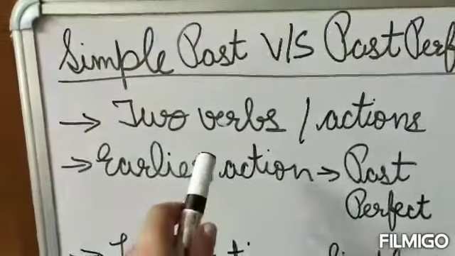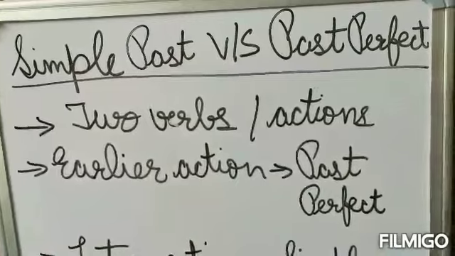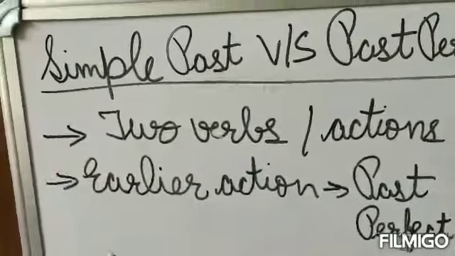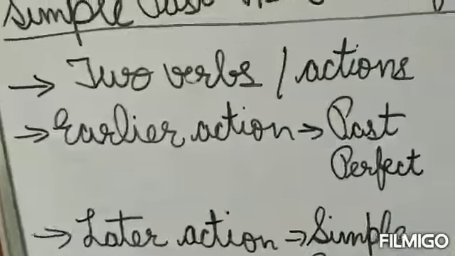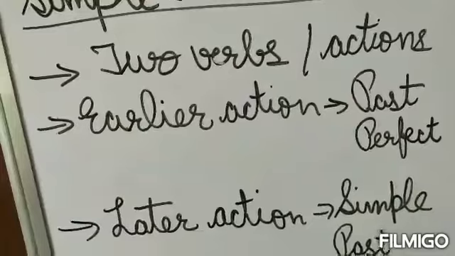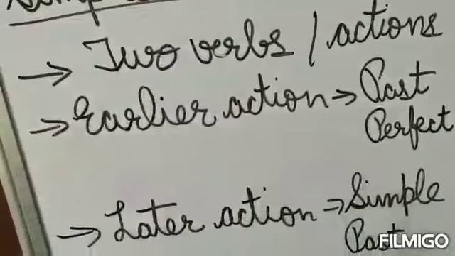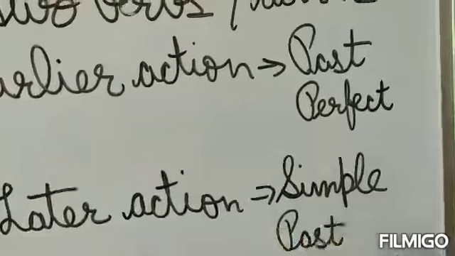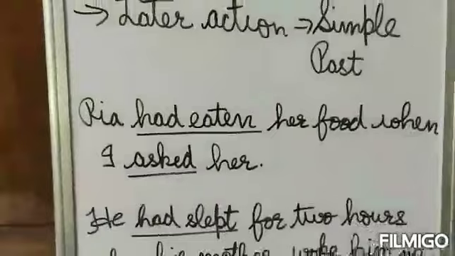If there are two verbs or two actions in a sentence where we are using past tense, then what to do? So here comes the simple past versus past perfect. In any such sentence where there are two actions in the past, we'll use past perfect tense for the earlier action, meaning the work that had been done earlier, and for the later action we'll use the simple past tense. How come? See the examples here.